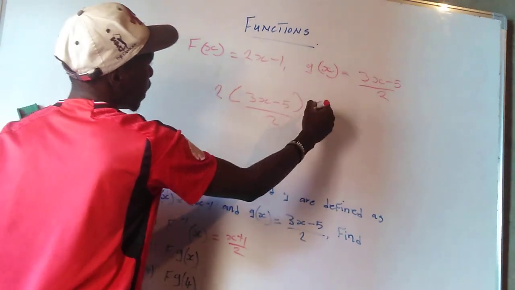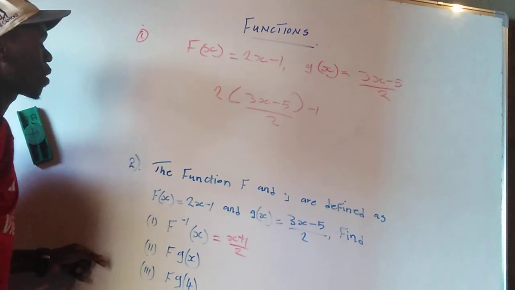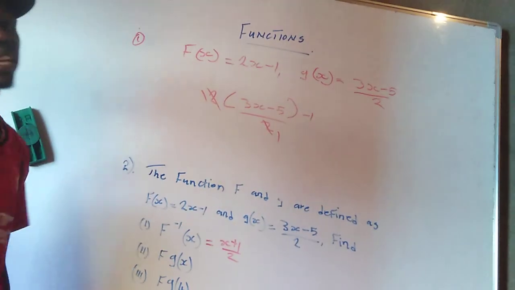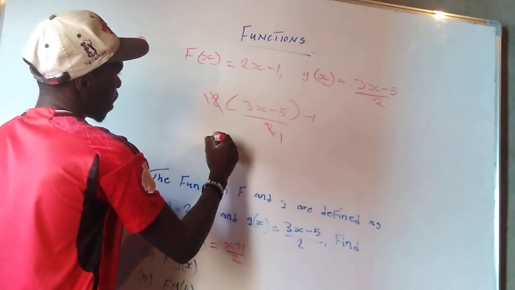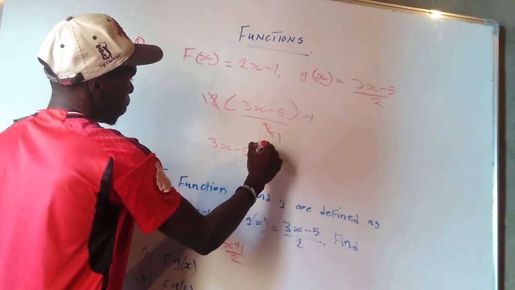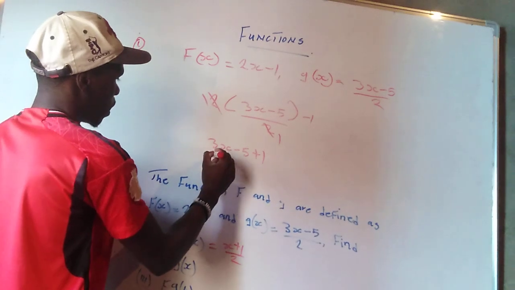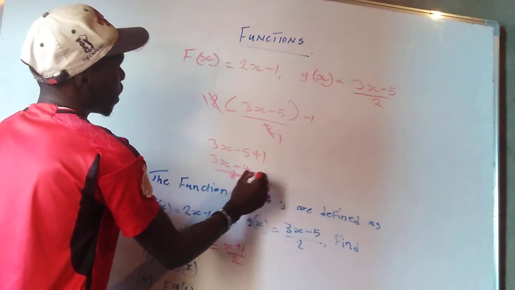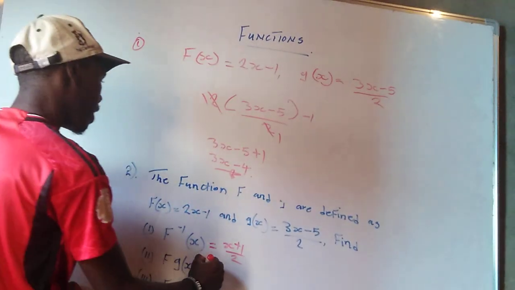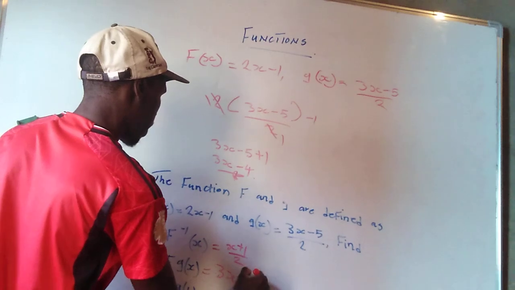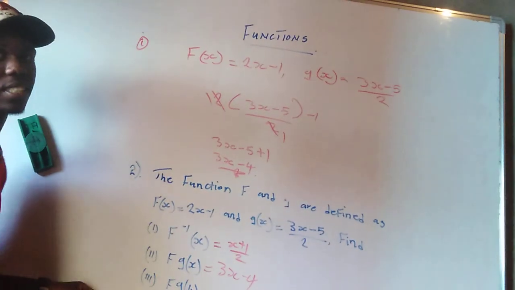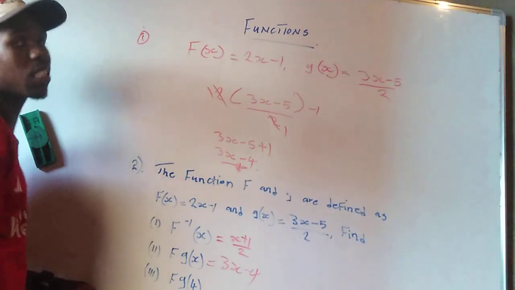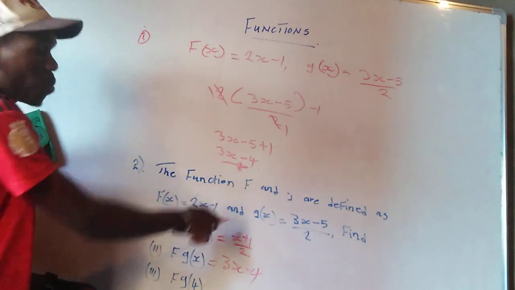What number is remaining here? Minus 1, like that. From here to here, they will cancel: 2 into 2 is 1. Then I'll remain with 3x minus 5 plus 1. Here, this is 3x minus 4. This is our solution. So here the answer is 3x minus 4. As simple as that. Just you doing this, it's 1 mark. Just you doing this, it's 2 marks.